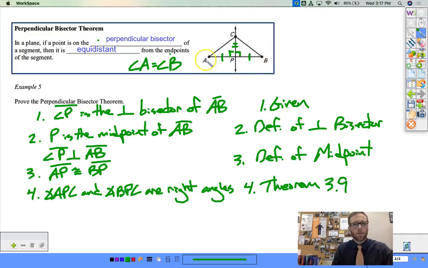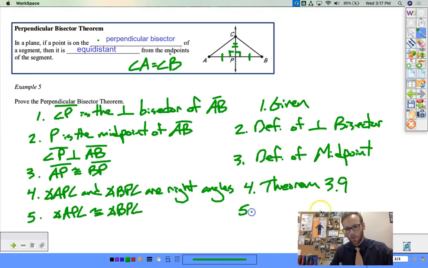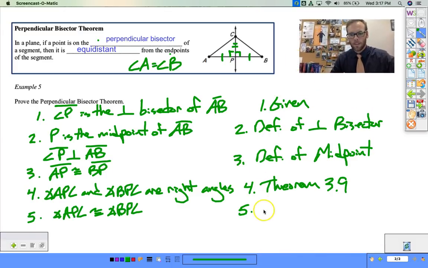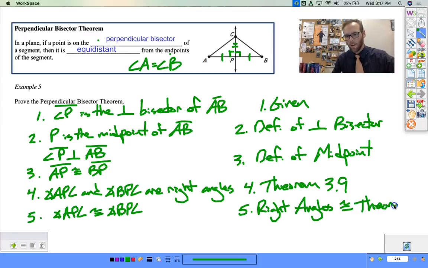Now, if we're going to use side angle side, we don't just say that those are right angles. We say that those angles are congruent. So our next step is to say angle APC is congruent to angle BPC. What tells us all right angles are congruent? That is the right angles congruence theorem.